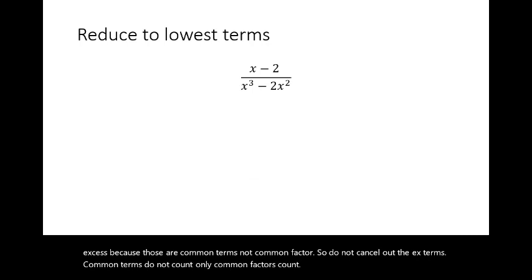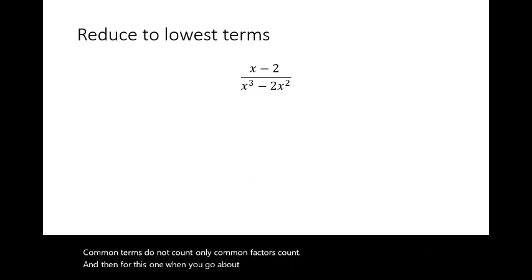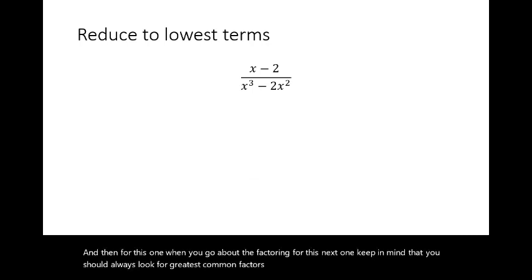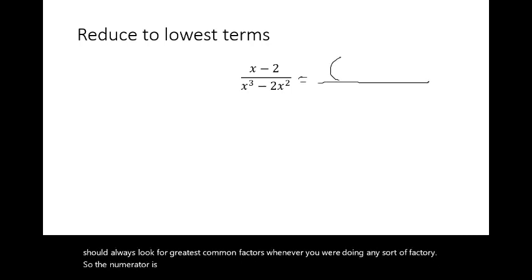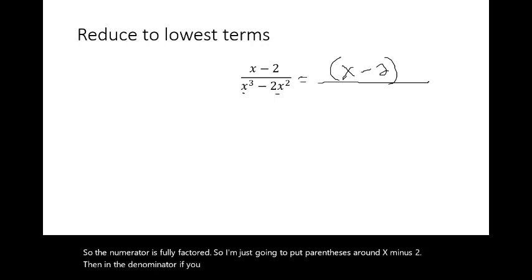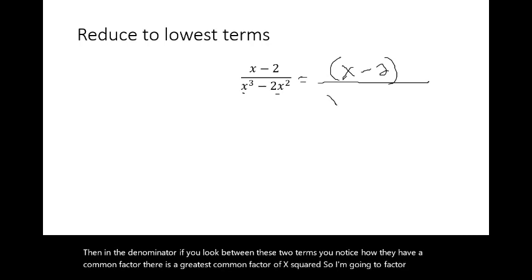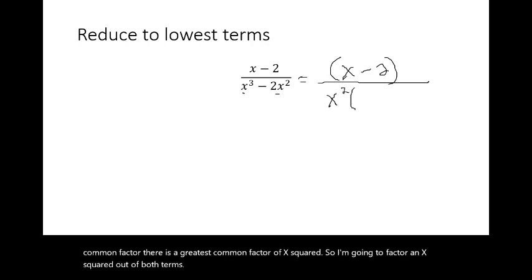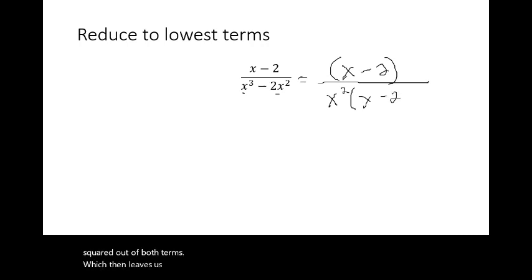And then for this one, when you go about the factoring for this next one, keep in mind that you should always look for greatest common factors whenever you are doing any sort of factoring. So the numerator is fully factored, so I'm just going to put parentheses around it, x minus 2. Then in the denominator, if you look between these two terms, you notice how they have a common factor. There is a greatest common factor of x squared. So I'm going to factor an x squared out of both terms, which then leaves us with x minus 2.